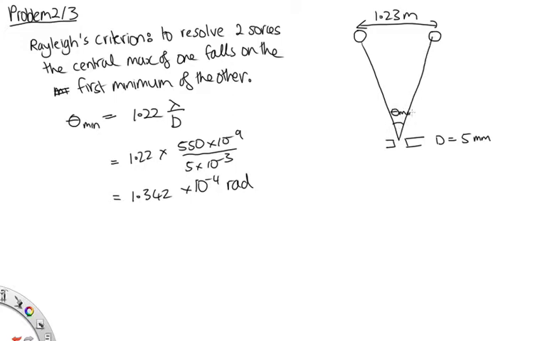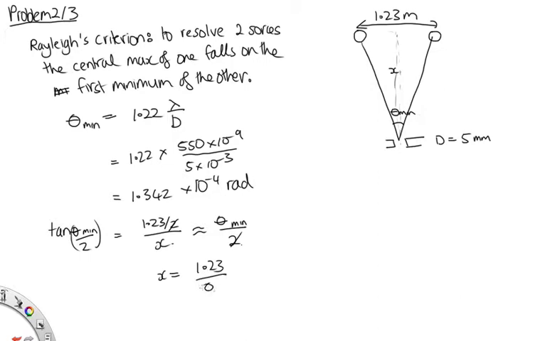This is the minimum theta here. And what we want to know is this distance, let's call it x, of the lights from the eye. So we can write from this triangle, tan of theta min on 2 is equal to 1.23 on 2 over x. Then tan theta is approximately sine theta, which is approximately theta, so this is approximately theta min on 2. These 2's will cancel out, and we have x is equal to 1.23 over theta min, so we're just substituting that in.